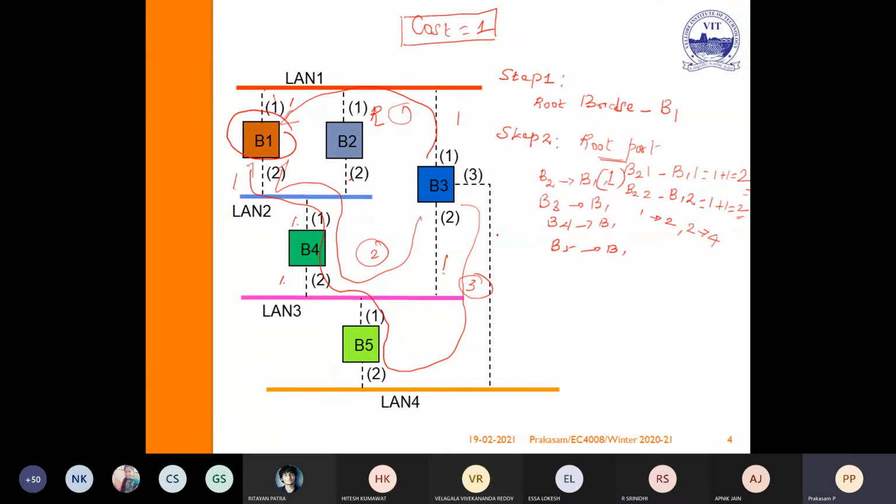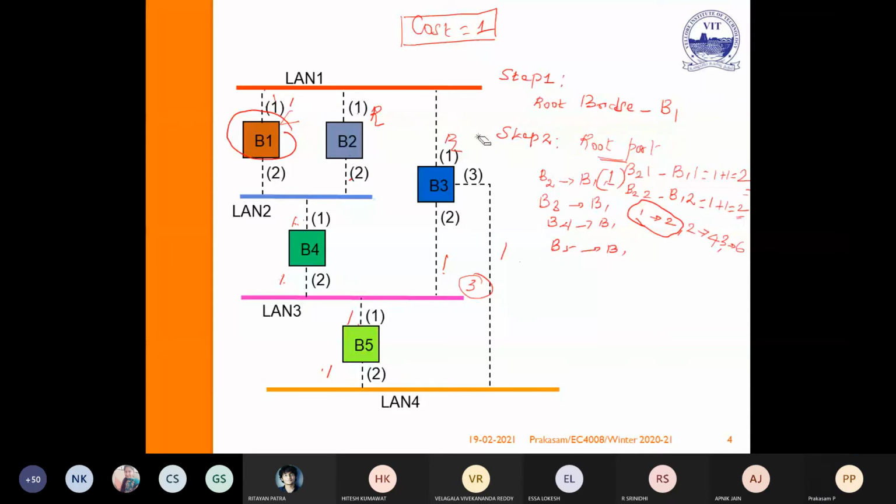If I am selecting path 3, here cost is 1, 1, 1, 1, 1, 1. So 1, 2, 3, 4, 5, 6. If I am selecting path 3, cost is 6. The root port is the one containing the least cost path. So path 1 is the root port. That is, for B3 to B1, this is the root port. Any doubt here?